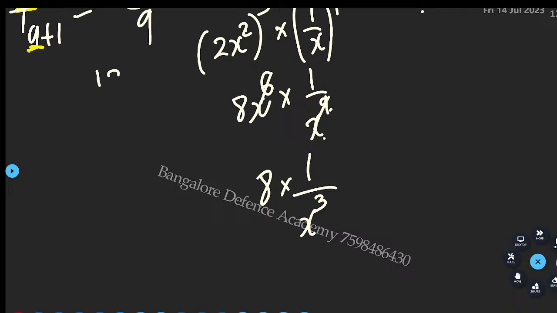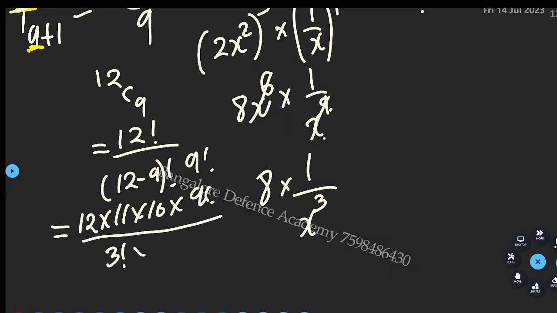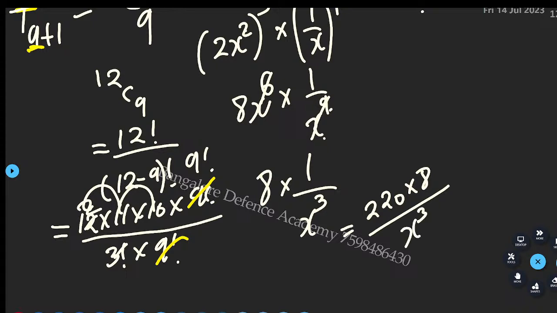But here you have 12C9. So how to solve this? 12 factorial over 12 minus 9 factorial into 9 factorial. So look at this: 12, 11, 10 into 9 factorial divided by 3 factorial into 9 factorial. Both get cancelled. So this is 6. 6 ones are 6, 6 twos are 12, so 2 into 11 is 22, 22 into 10 is 220. So the answer is 220 into 8 divided by x cube. Can you multiply this and tell me the answer? That's it.